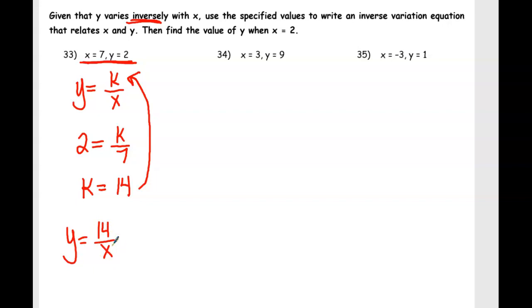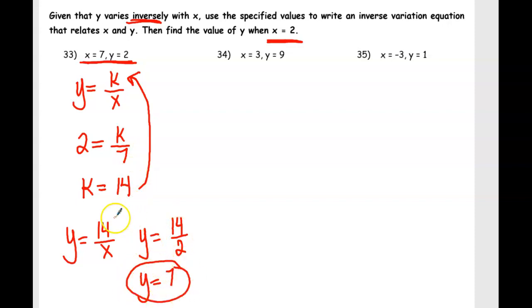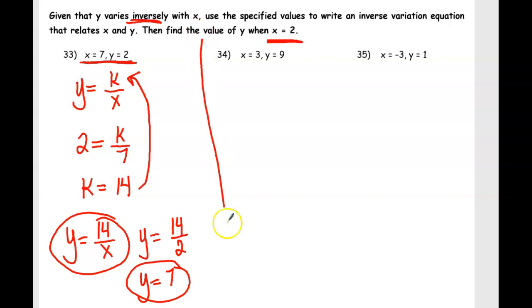So this says, okay, find the value of y when x is equal to 2. All right, so now we can find y, if x is 2, we just plug in y is equal to 14 divided by 2, or our y is 7. All right, so our two answers that we have would be the equation and then finding the value. All right, so we're going to try the next one.